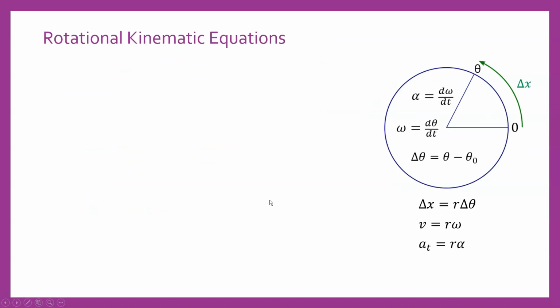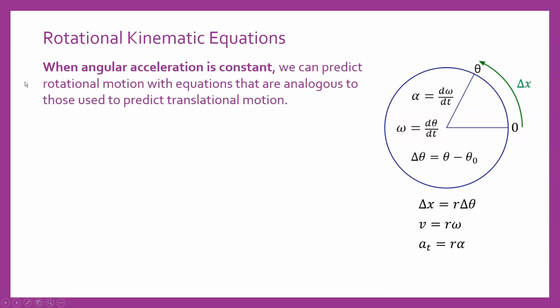Let's take a look at some rotational kinematic equations. So far I went ahead and brought up the things that we've learned about rotational kinematics. When angular acceleration is constant, we can predict rotational motion with equations that are similar to those used to predict translational motion. With translational motion, we have what we refer to as equation 1. The velocity is equal to the acceleration times time plus the velocity at time 0. Rotationally, we have a very similar equation. The angular velocity is equal to the angular acceleration times time plus the angular velocity at time equals 0.